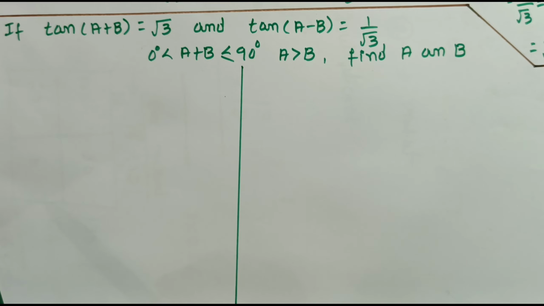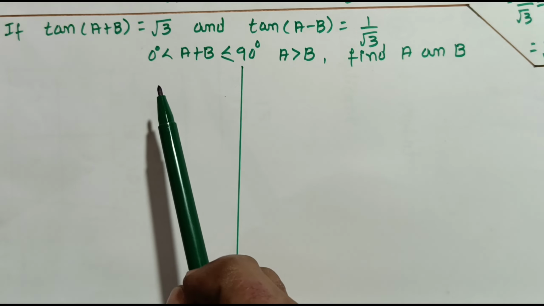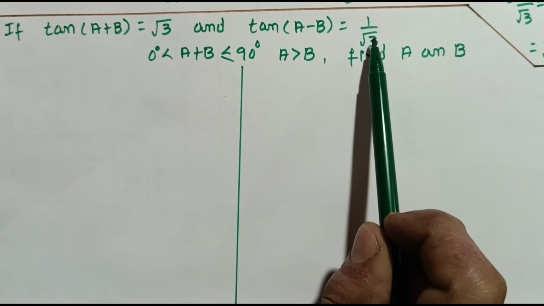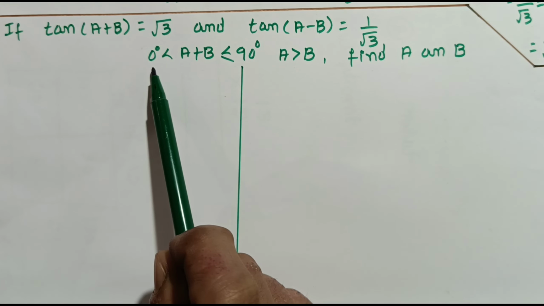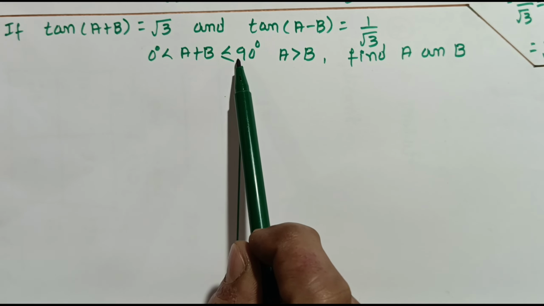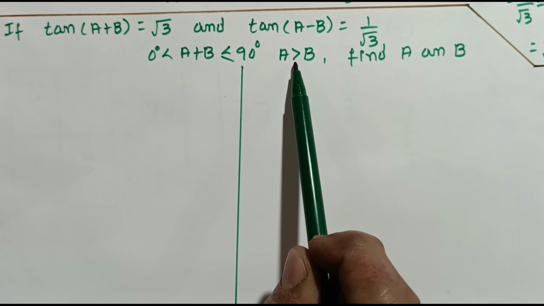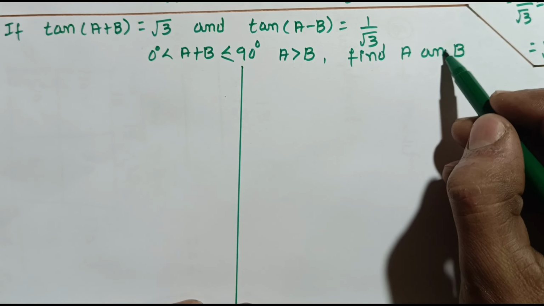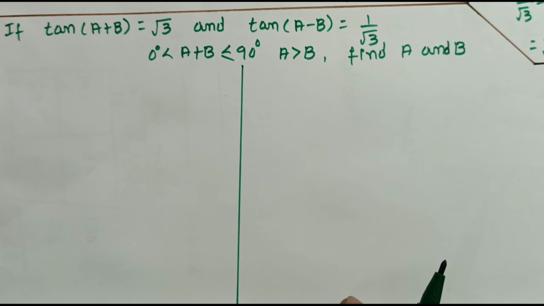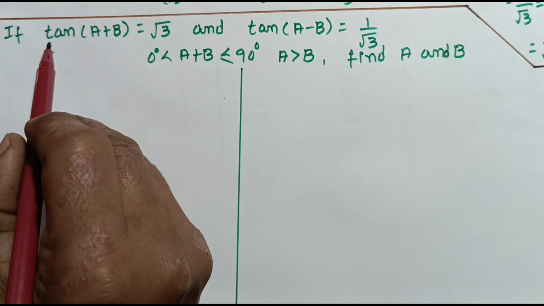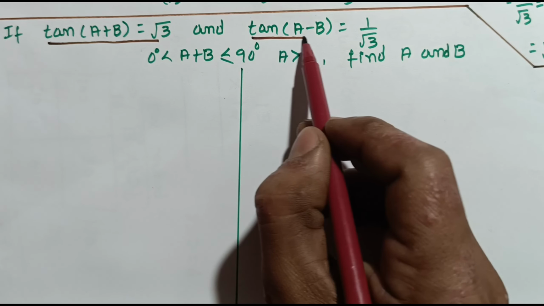If tan(a + b) equals root 3 and tan(a - b) equals 1 by root 3, with 0 degree less than a + b less than or equal to 90 degree and a greater than b, find the a and b values. To solve this particular problem, remember these two expressions.